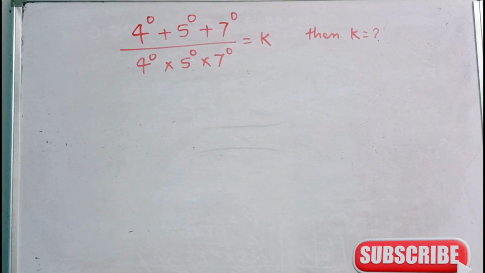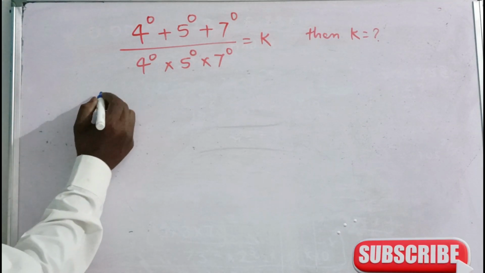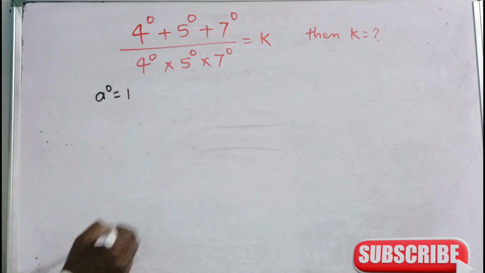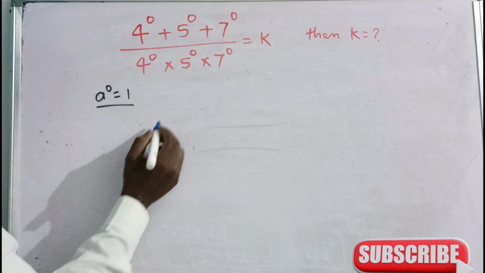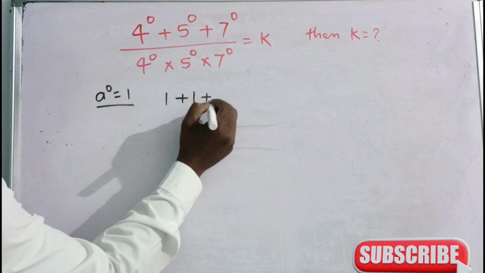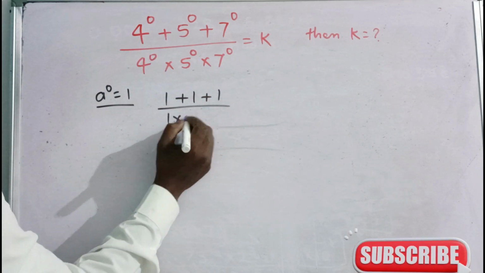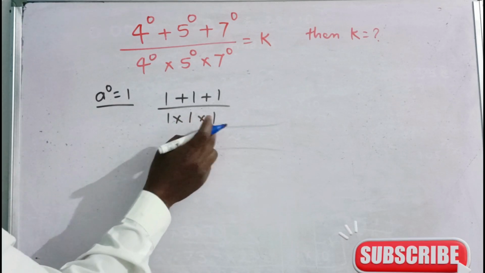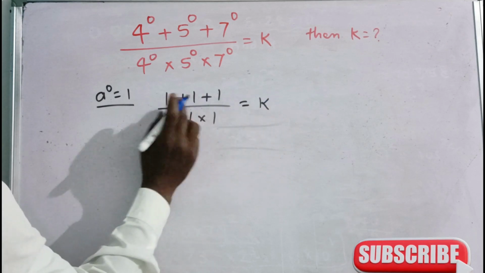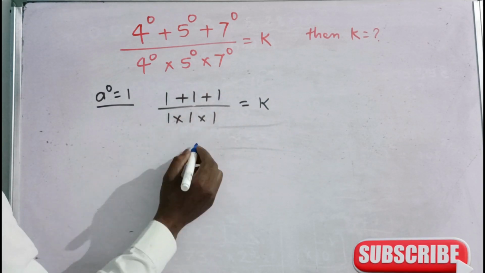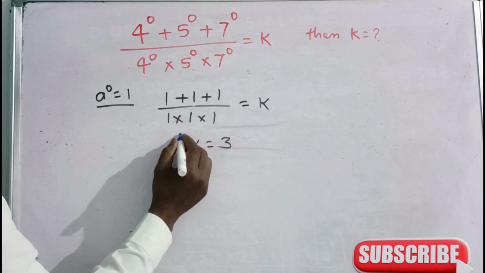Again, this is a very simple problem. आप इस प्रॉब्लम को सॉल्व कर सकते हैं, तो वीडियो पॉज कीजिए और इसको सॉल्व करके देखिए. a raised to the power 0 is nothing but 1. Any quantity raised to the power 0 is 1. 1 plus 1 plus 1 divided by 1 into 1 into 1. 1 into 1, 1, 1 into 1, 1. 1 plus 1, 2, 2 plus 1, 3. K is equal to 3.